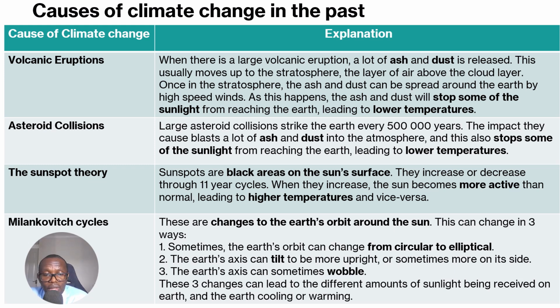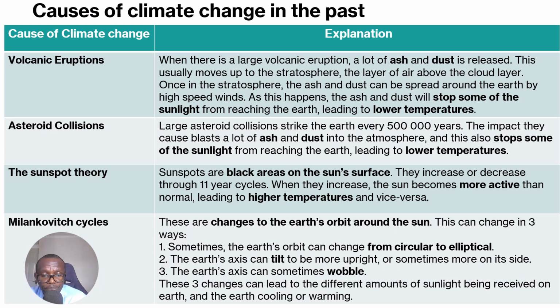Okay, and now the second cause of climate change in the past is asteroid collisions. So large asteroid collisions strike the Earth every 500,000 years, and the impact they cause blasts a lot of ash and dust into the atmosphere as well. And again, this has a similar effect to volcanic eruptions because that ash and dust will then go up to the stratosphere and be moved by those high-speed winds and block the sun's light and create lower temperatures.